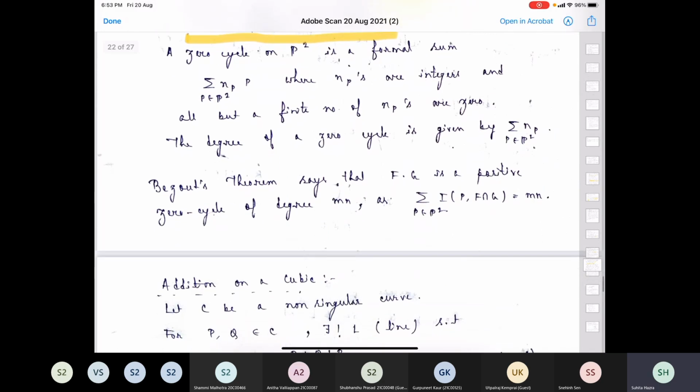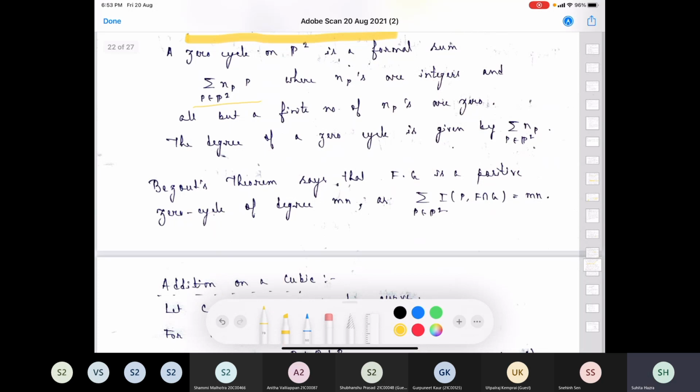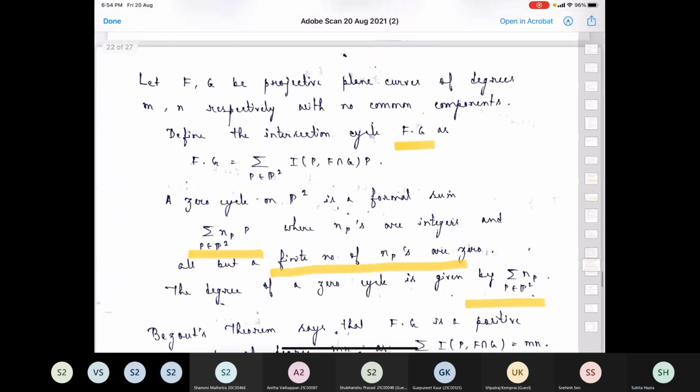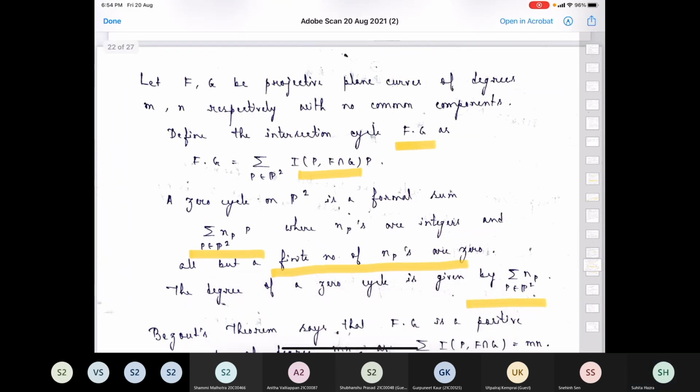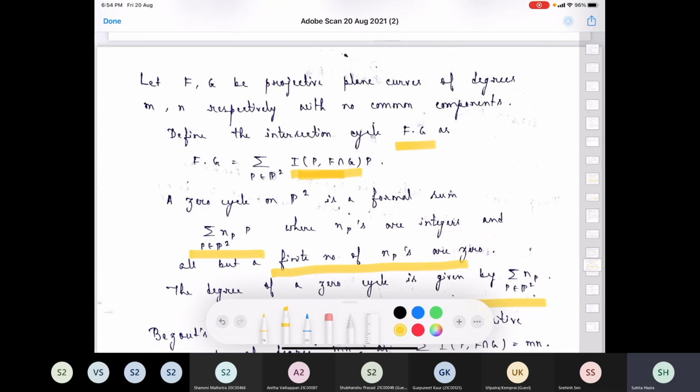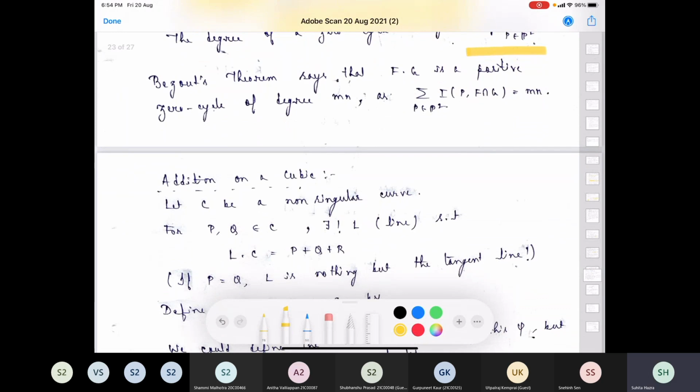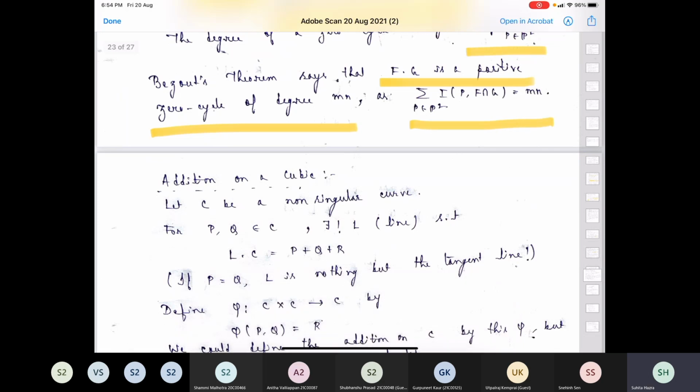Now, a zero cycle on P2 is a formal sum, summation n_P P, where n_P are integers, and all but a finite number of n_P are zero. It is an important thing that all but finitely many n_P are zero, so it is actually a finite sum. And the degree of a zero cycle is given by the summation of n_P. So here the intersection cycle is also a zero cycle with the intersection numbers as integers. Clearly the degree of the intersection cycle is the summation of I_P(F ∩ G). So Bezout's theorem tells us that F · G is a positive zero cycle of degree mn, because the summation of I_P(F ∩ G) is mn. We have seen Bezout's theorem, this property.